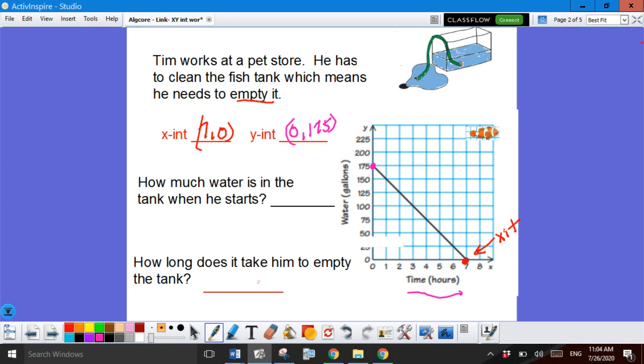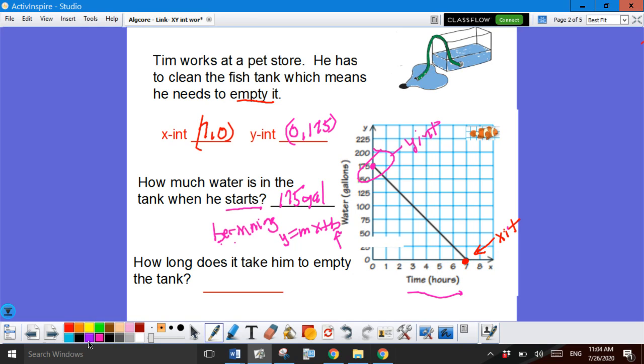Okay, how much water is in the tank when he starts? Well, I know that a start means I'm talking about the beginning. And since this is a line, I know that I'm actually looking at the y equals mx plus b. I need the b, which is here. That is my y-intercept. So there are 175 gallons of water in the tank when I start.